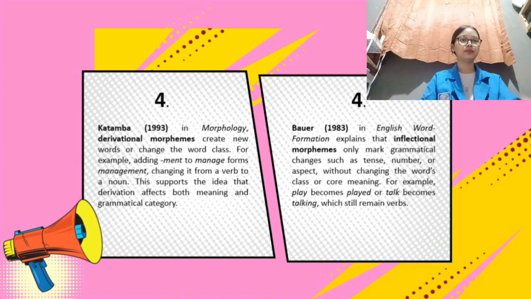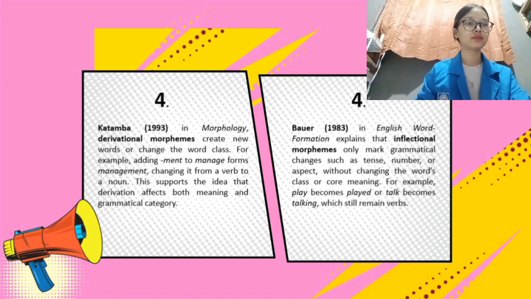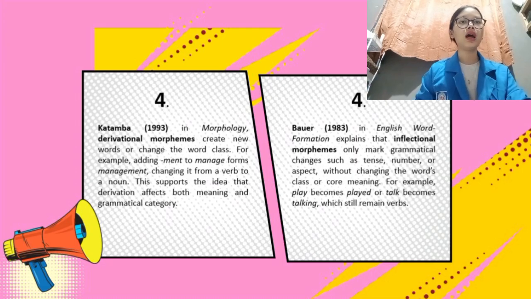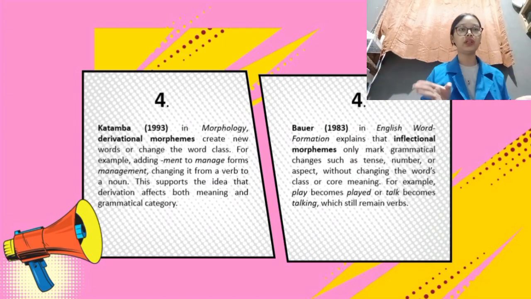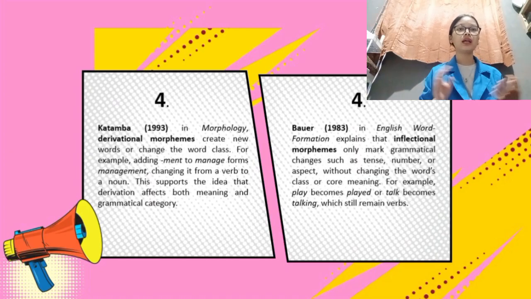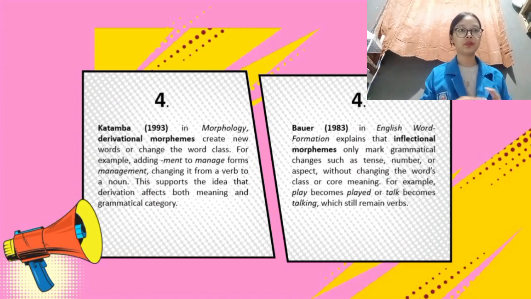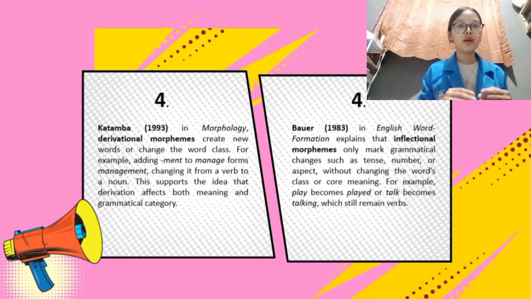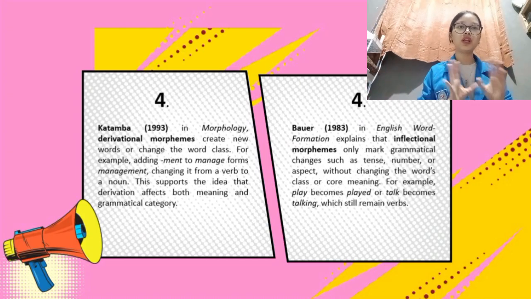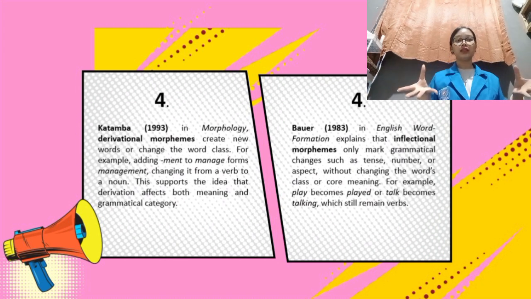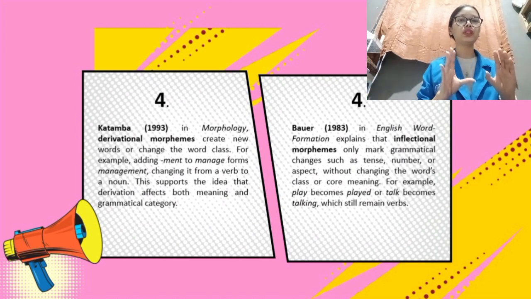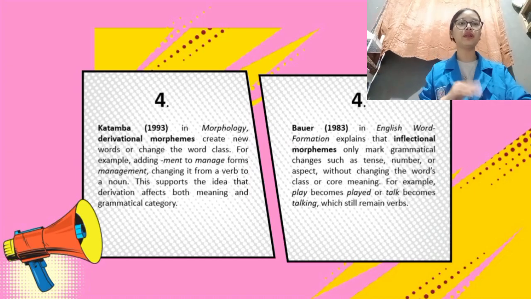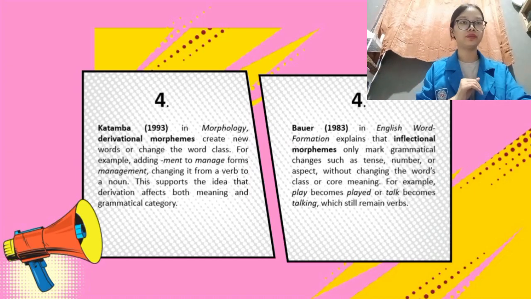Number four, I used morphological theory to support my explanations. Katamba said that derivational morphemes can create new words or change their class, like manage becomes management. Bauer explained that inflectional morphemes only show grammatical change, like play becomes played. So both theories support the difference between derivational and inflectional morphology.